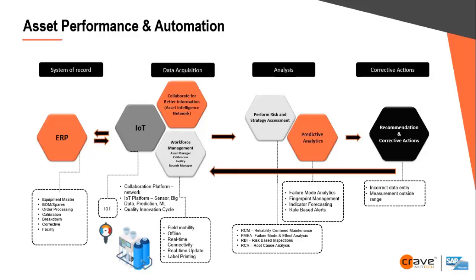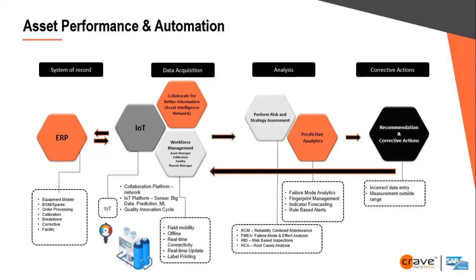Once we acquire the data, we analyze the data, we massage the data. In analysis, we perform risk and strategy assessment. Here we have various tools in the marketplace like RCM, FMEA (failure mode and effect analysis), RBI, and RCA (root cause analysis). These are the tools used for analysis of the data. It also includes predictive analysis like failure mode analytics, fingerprint management, indicator forecasting, and rule-based alerts. Once we analyze the data, we do the corrective action with recommendations and corrective action.